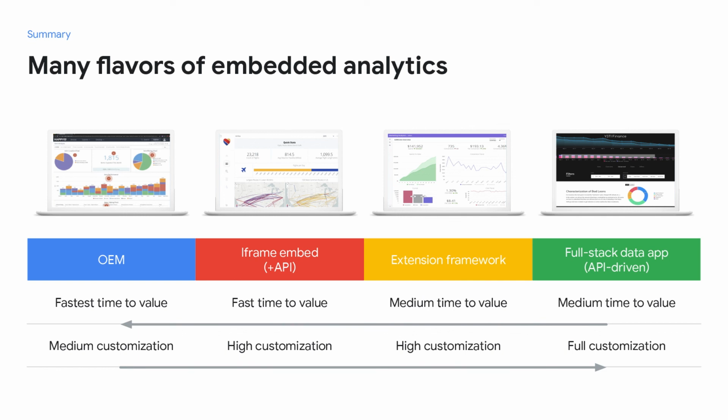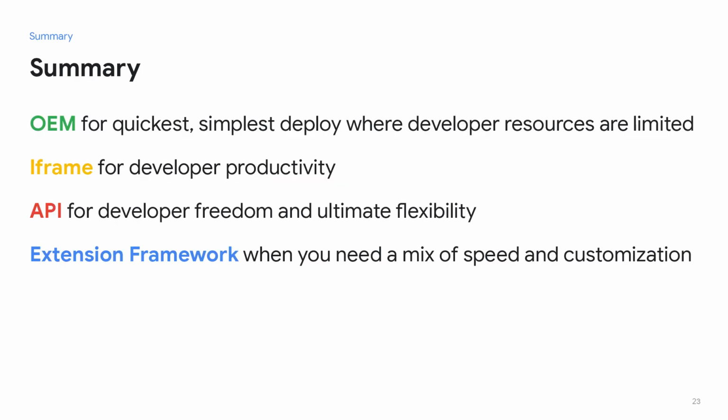So when should you use each option? Use OEM for the quickest deploy when resources are limited. Use iframe to maximize developer productivity. Use the API to maximize freedom and flexibility. And use the extension framework when you need both speed and customization.